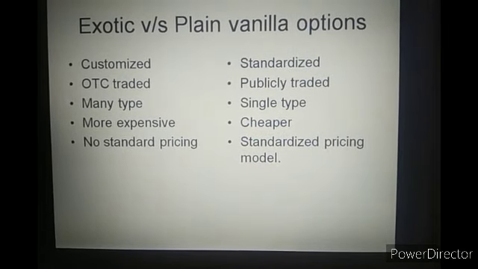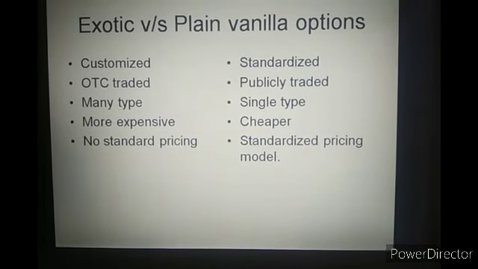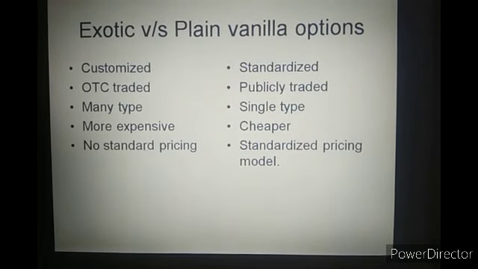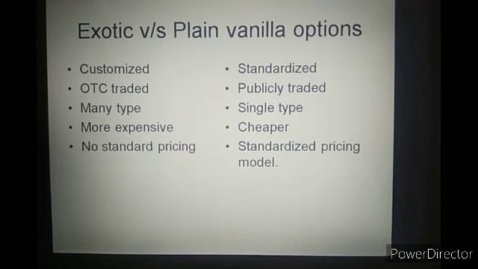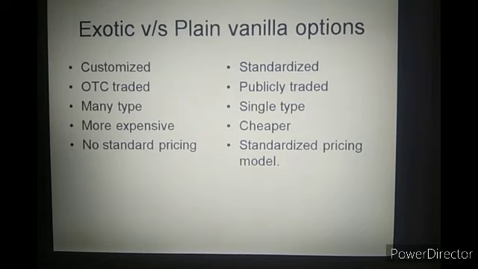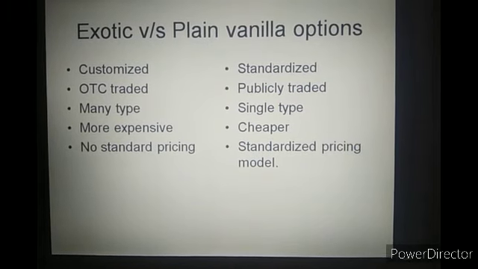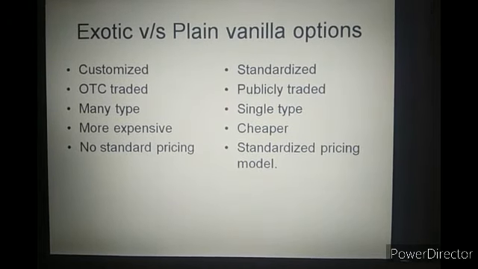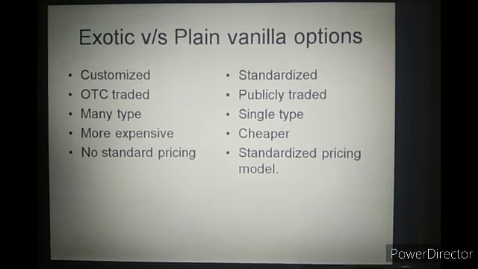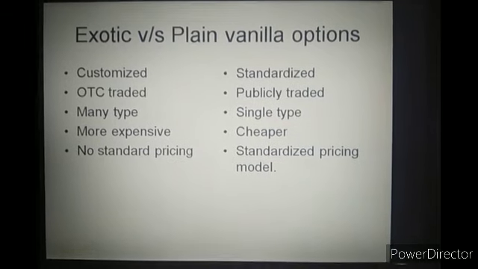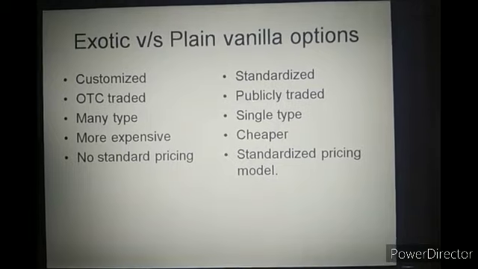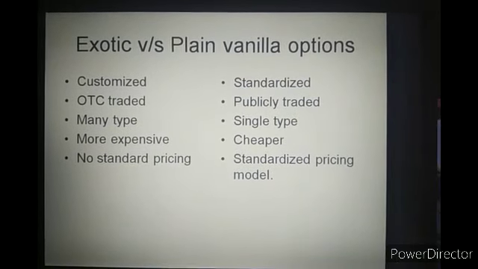Exotic options, because they are customized, offer more profit, but obviously they are more expensive. But standardized plain vanilla options are comparatively much cheaper. And the last point: in exotic options, there is no standard pricing formula. It totally depends on the two parties' mutual agreement and their own financial engineering model. So there is no standard pricing. While in plain vanilla we studied the Black-Scholes and binomial models, so there is a standardized pricing model.